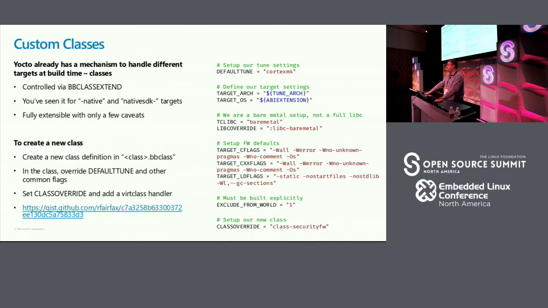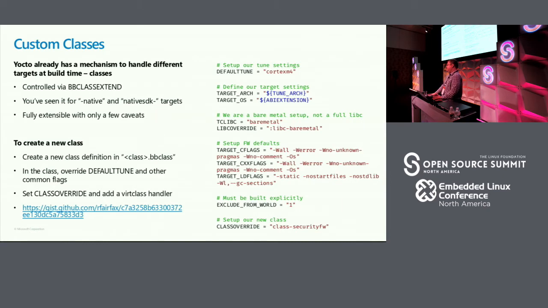And this is taking advantage of some other features inside Yocto. So for those aren't aware, they already have a mechanism built into Yocto to take a recipe and to build it multiple times for different sets of configurations. You commonly see this when you're building for the dash native recipes, for the recipes that build for your build server versus your embedded target. Or native SDK, which is if you use the Yocto SDK to ship. It's controlled via this BB class extend variable that you can go look up the documentation on that says, for this recipe, I want to build with these classes. And it's pretty fully extensible, but there are a few caveats I'll walk through.